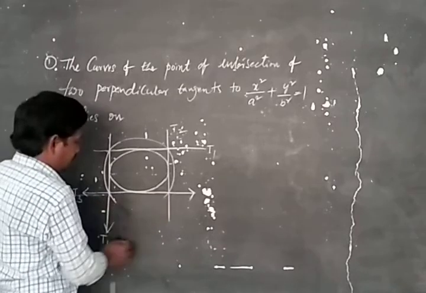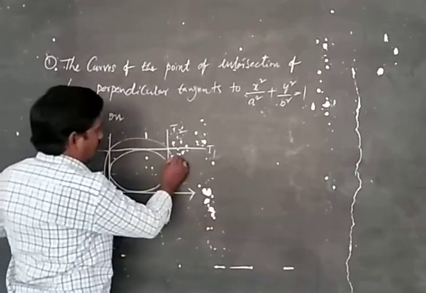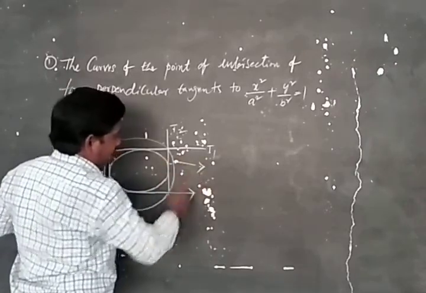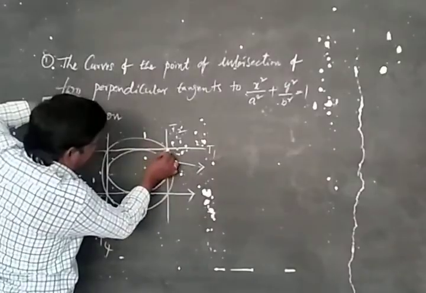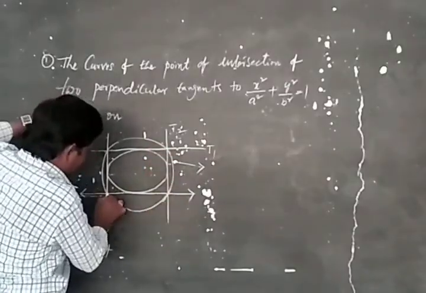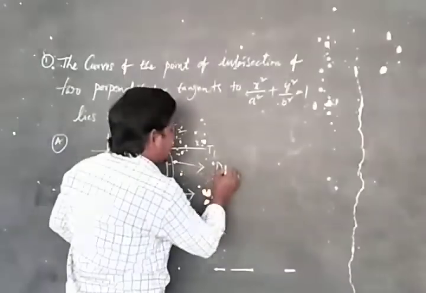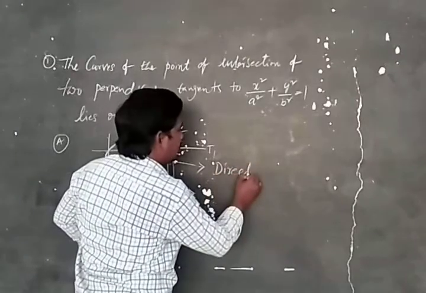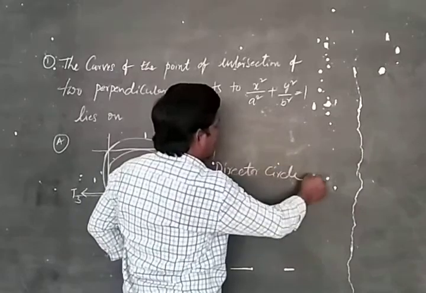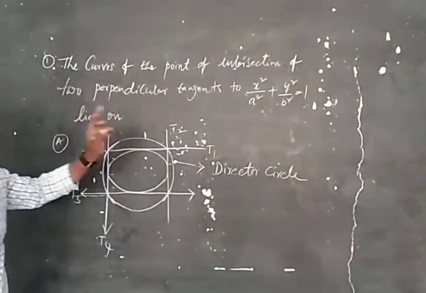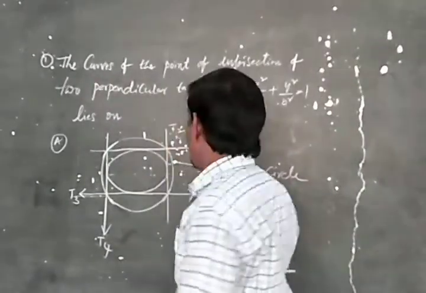this is A. This is called the director circle. All of these are points on the curve. It is called the director circle. The director circle of the ellipse, we know that x square plus y square equal to a square plus b square.